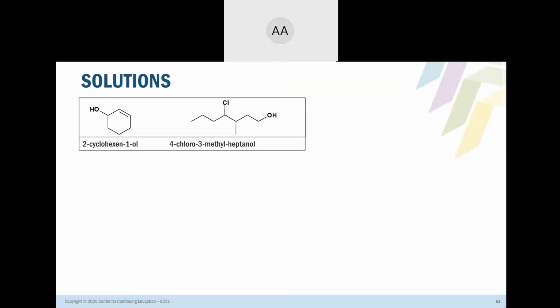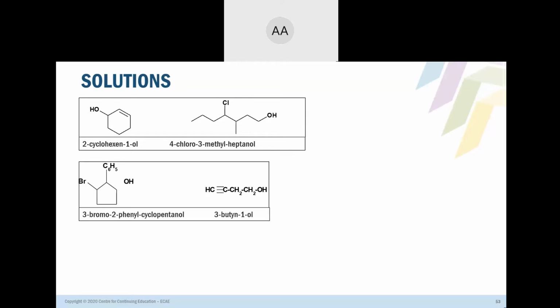Then we've got 4-chloro-3-methylheptanol. Excellent. Good going, guys. 3-bromo-2-phenylcyclopentanol. Again, look at where the numbers are. Look at the phenyl group. Look at the bromo group. Which carbon number they are on is in the name that's given.